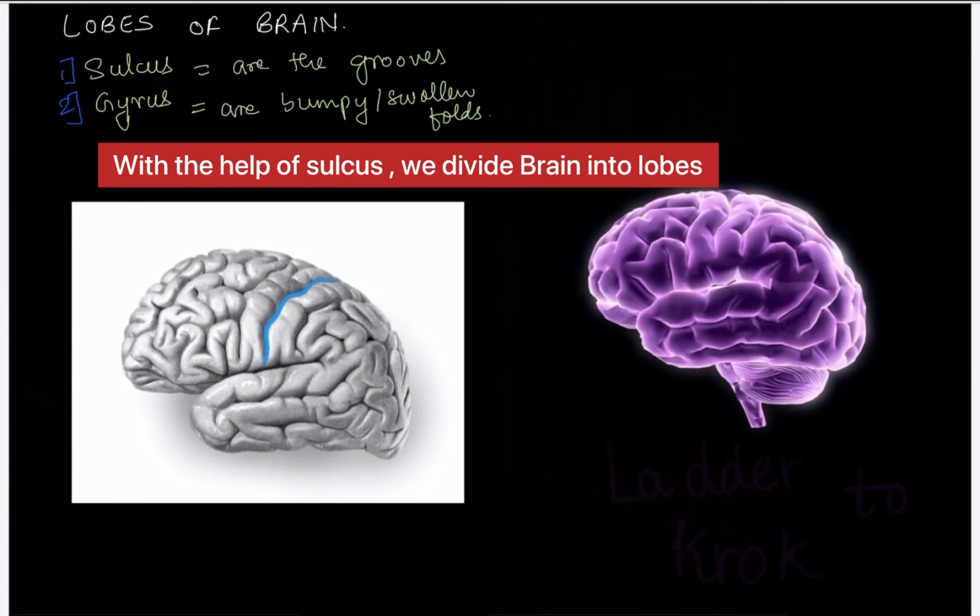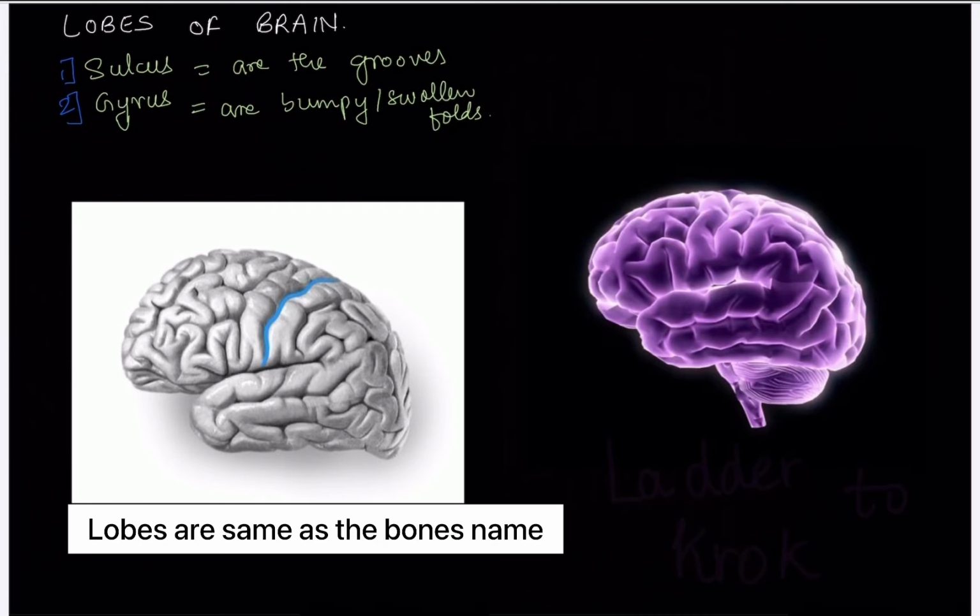We have already done with the skull bones, right? So the lobes are also same with the bone names. So first you can see this blue color line in between. This blue color line is nothing but central sulcus. The central sulcus divides the lobes. That is, the front part is the frontal lobe, the back part is the parietal lobe.